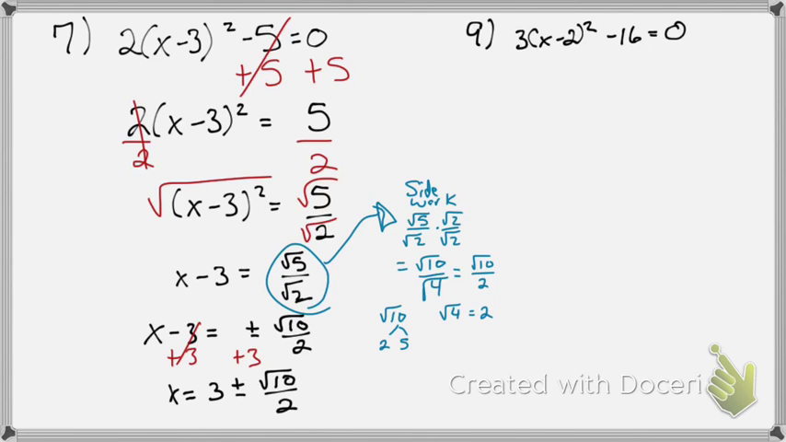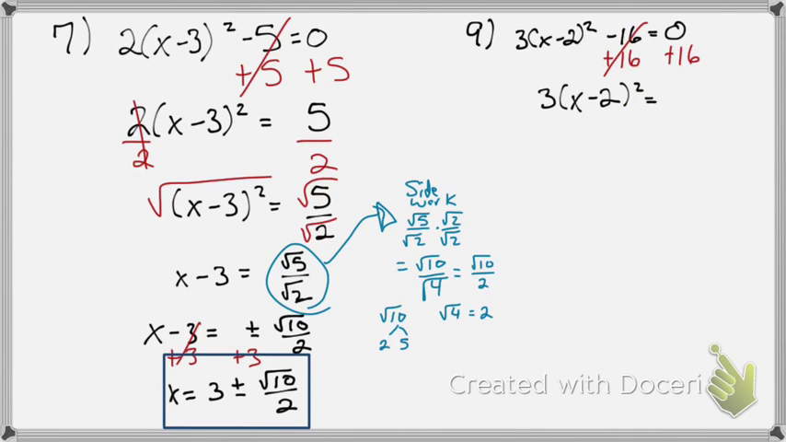Now going on to number 9, we've got 3 times the quantity x minus 2 squared, minus 16, is equal to 0. So the first thing we need to do is plus 16 on both sides. That'll leave us 3 times the quantity x minus 2 squared is equal to 16. Just like on number 7, we're going to divide by 3 here. When we do that, that leaves us x minus 2 squared is equal to 16 divided by 3.